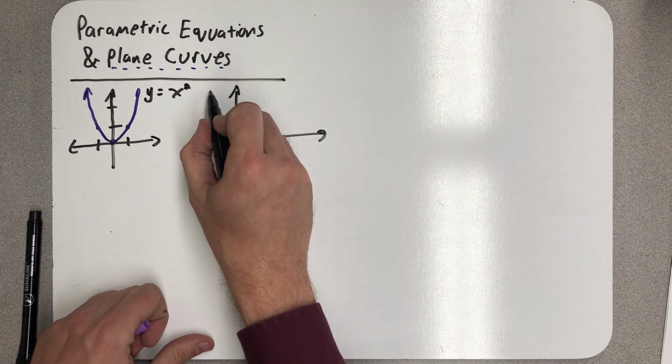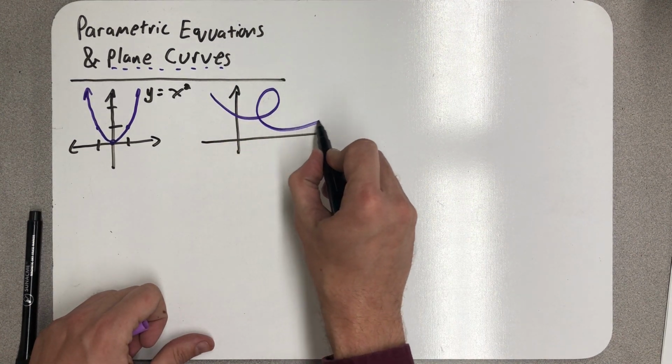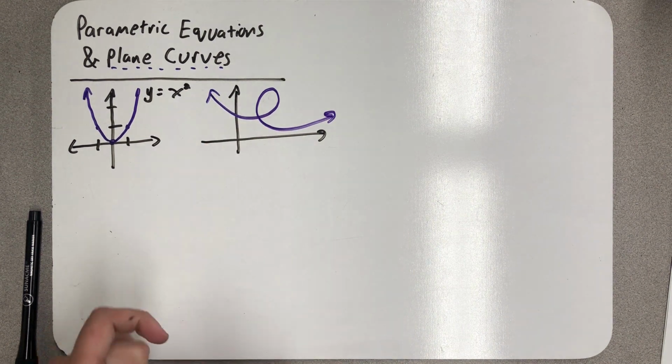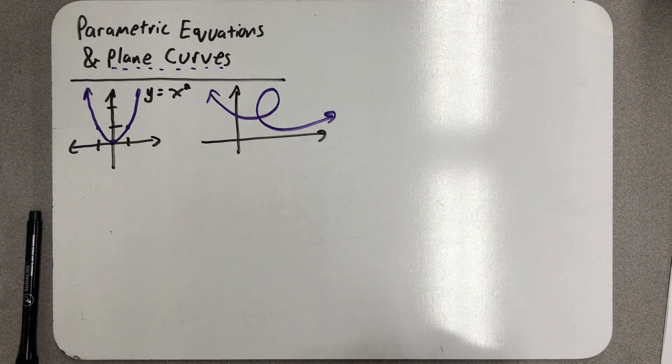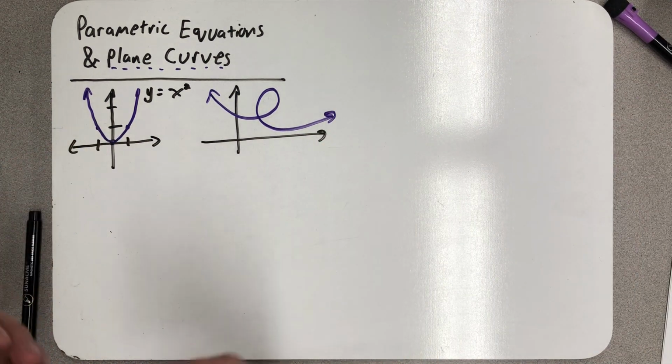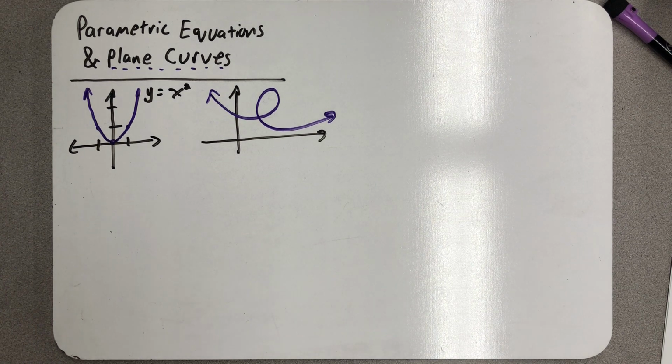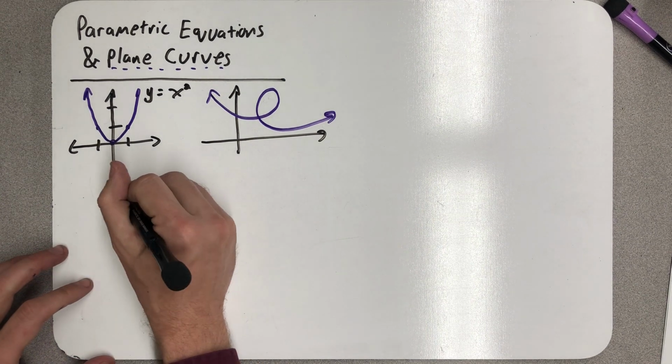Maybe I have something more interesting, or at least mildly interesting, as a loop in it. That's certainly not a function. It fails the vertical line test. But it would still be nice to have some way to mathematically describe that kind of curve. And so here's a definition for us.